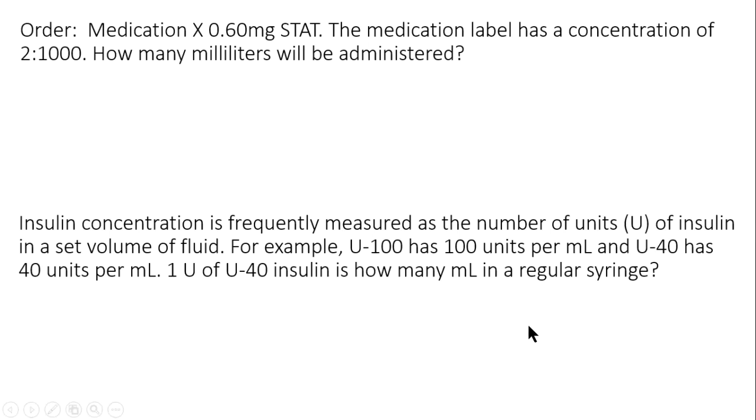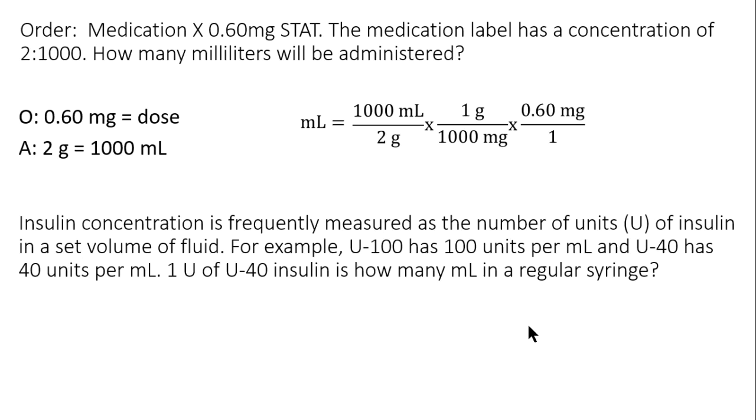Okay, so for the first one, we have an order for 0.6 milligrams, and the concentration is 2 to 1,000, which means 2 grams to 1,000 milliliters. We're looking for milliliters, so we put the milliliters on top, 1,000 milliliters over 2 grams. The order is in terms of milligrams, so we add the conversion ratio of 1 gram over 1,000 milligrams times the order, 0.6 milligrams over 1, the placeholder. The grams and the milligrams cross out, and we have 0.3 milliliters as the answer.